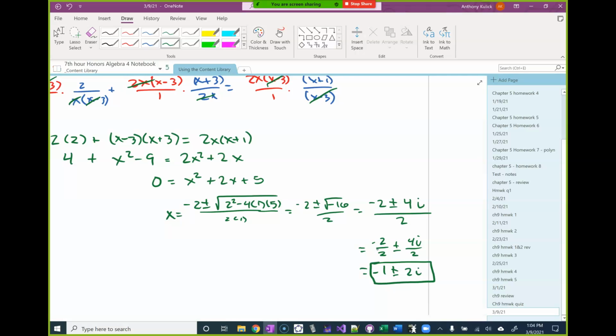But technically I should be checking to make sure I don't get a zero denominator before I box my solution.